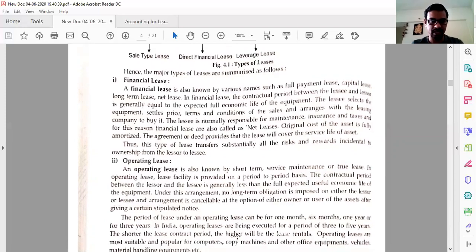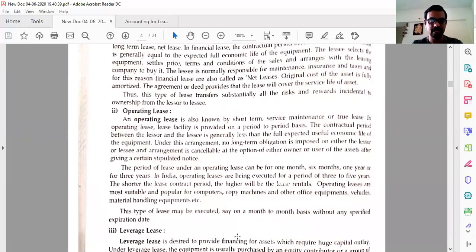Now, the second one is the operating lease. An operating lease is also known as a short-term, service, maintenance or true lease. In an operating lease, lease facilities are provided on a periodic basis. The contractual period between the lessor and the lessee is generally less than the full expected useful economic life of the equipment. Under this arrangement, no long-term obligation is imposed on either the lessor or lessee, and the arrangement can be cancelled at the option of either the owner or user of the asset after giving a certain stipulated notice. So this is the operating lease.